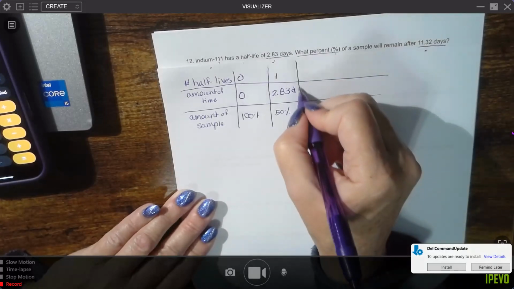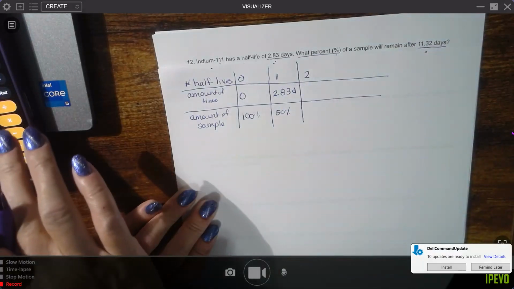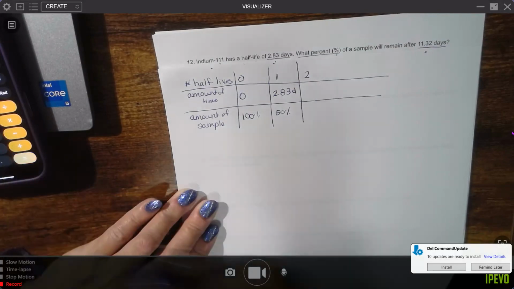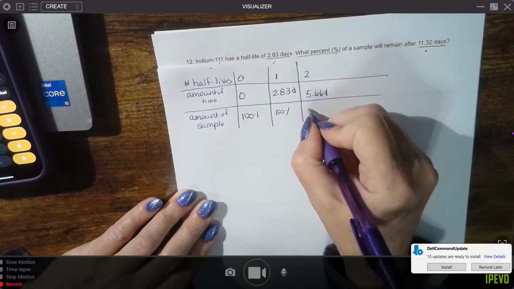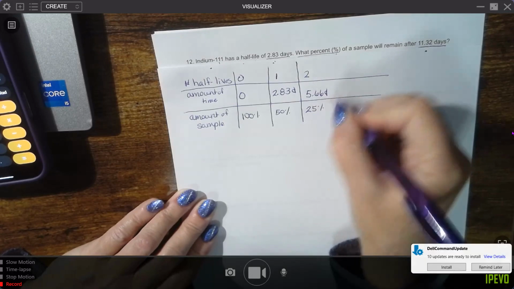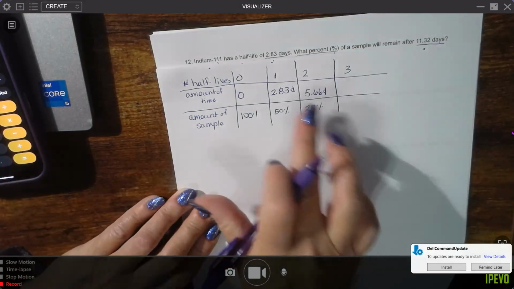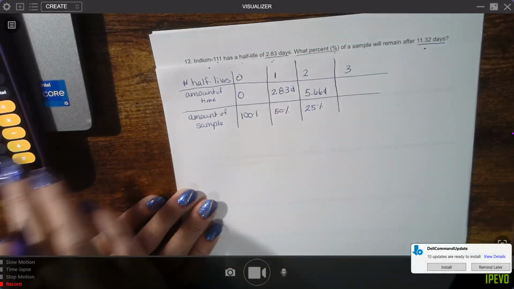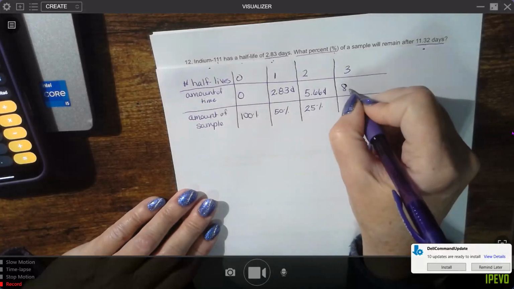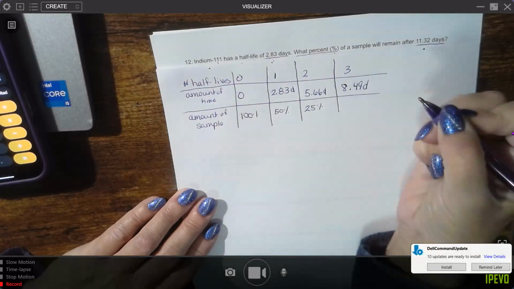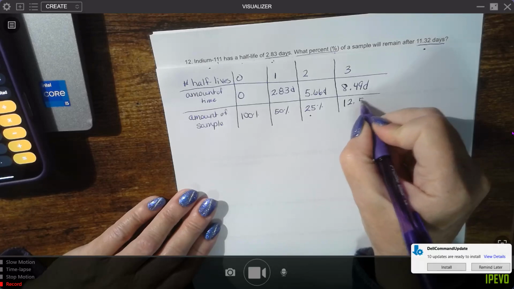After 2 half-lives, I've got to double this, so 2.83 plus 2.83 is 5.66 days. I would now be down to 25% of my sample. After 3 half-lives, I'm going to take 5.66, add 2.83. I'm going to add 1 more half-life. That would be 8.49 days. And then 25 divided by 2 would be 12.5%.